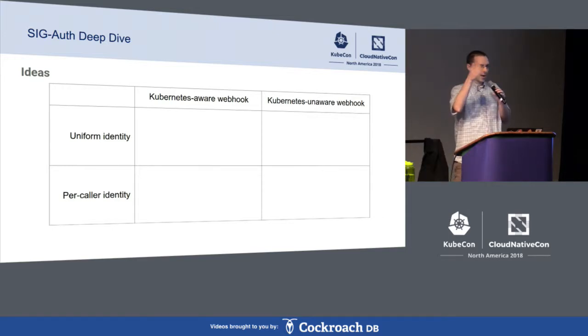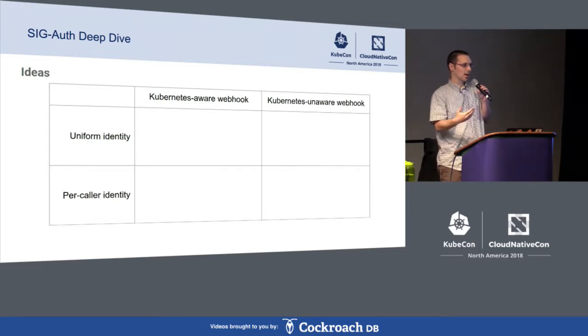And in the other dimension, you have how aware of Kubernetes the webhook is. If it's an external crash logger, it might not know anything about Kubernetes, and it just wants a particular credential. But on the other hand, you might have a webhook that was built to interoperate with the Kubernetes ecosystem, and so it's aware of Kubernetes tokens and can do token review type requests.